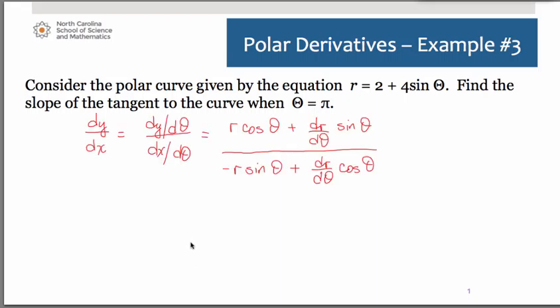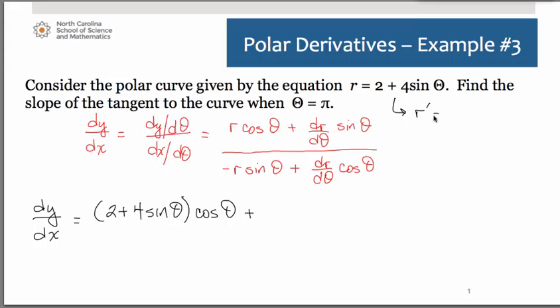Recall our formula for finding the first derivative of a polar curve as given by dy dx. We are going to apply that to this problem at hand. r is 2 plus 4 sine theta. We need to multiply that by cosine of theta plus, now this is where we need dr d theta, which is simply going to be 4 cosine theta in this case. So we will have that in place of dr d theta in our formula.